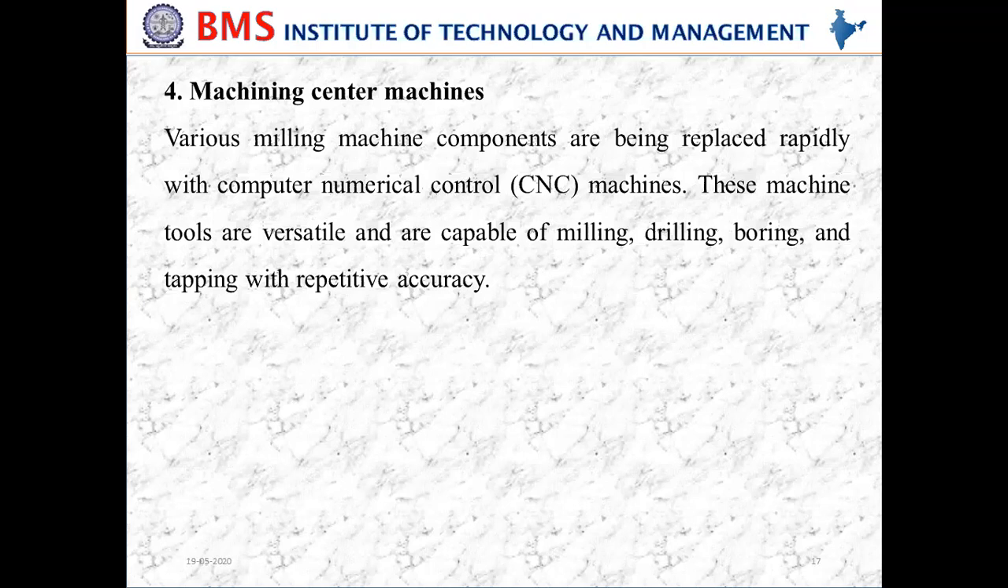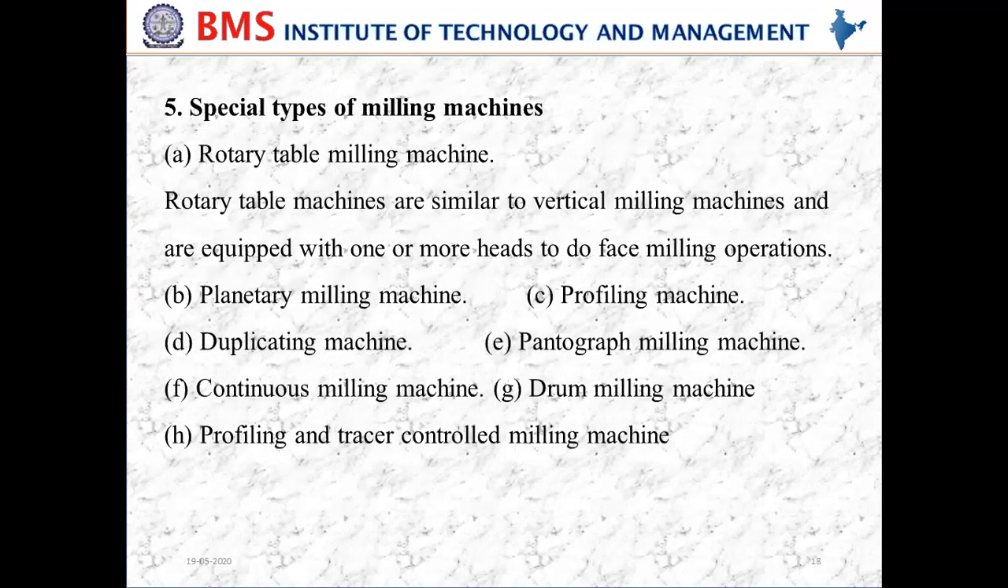Various milling machine components are being replaced rapidly with computer numerical control machines, that is, CNC machines. These machine tools are versatile and are capable of milling, drilling, boring, and tapping with repetitive accuracy. And this is also called special purpose milling machines; the thread milling machine and tracer controlled milling machine all come under this category. And the fifth is the special types of milling machine, which you can use for different purposes.